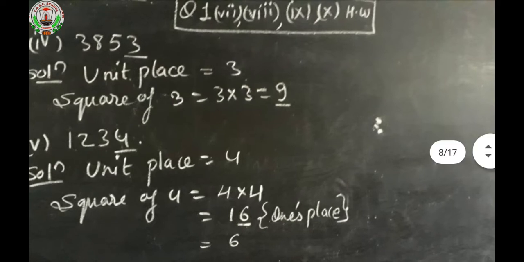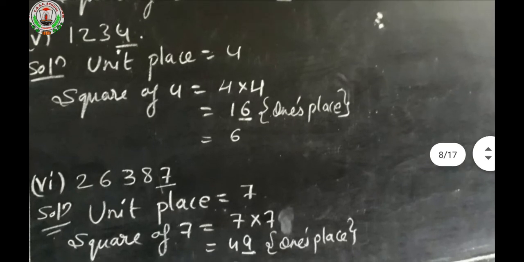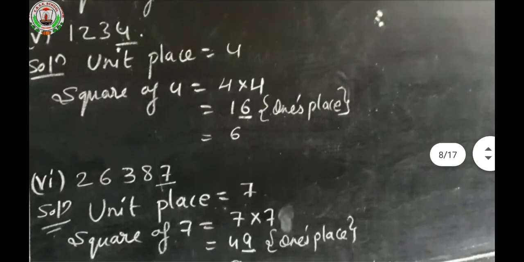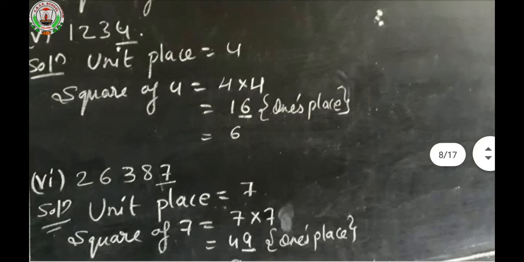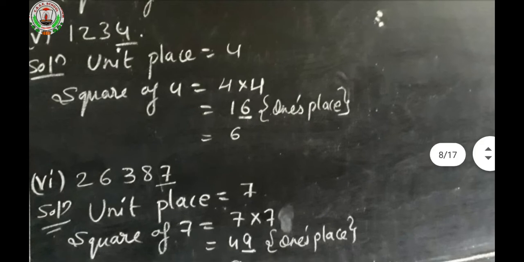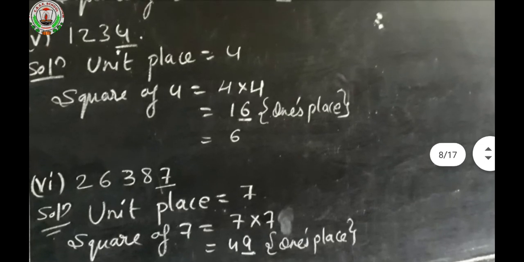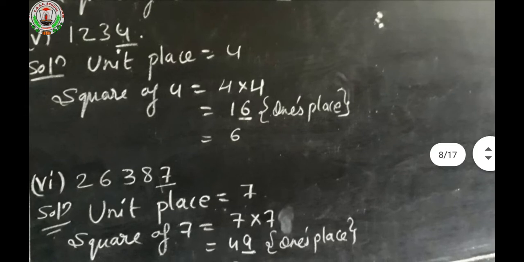So, okay, now the sixth part. The sixth part is 26,387, isn't it? So what is the ones place value in this? 7 is the ones place value. Okay, so what will be the square of 7? That is 7 into 7 is 49. So 49, again a 2-digit number is coming here. So what is the ones place in this? Ones place is 9 and tens place is 4.